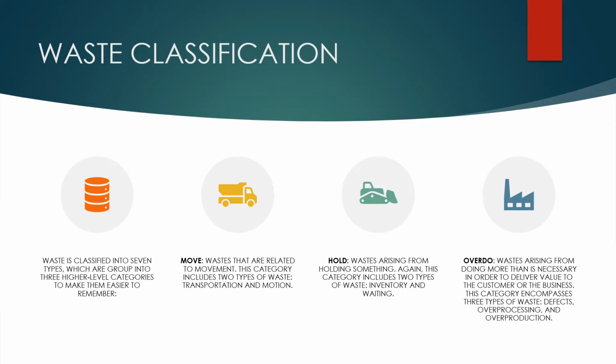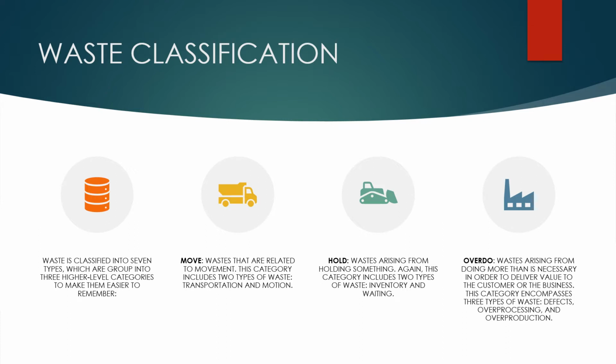Inventory waste arises whenever we hold more inventory than what is really needed. Another type of waste is waiting. In manufacturing processes, waiting waste occurs, for example, when unfinished products come out of one production line and are waited on for the next line to start working. That is considered waiting waste, and that comes under hold.